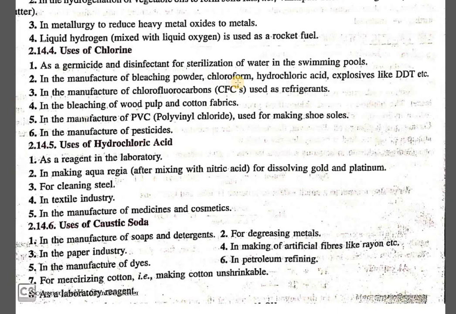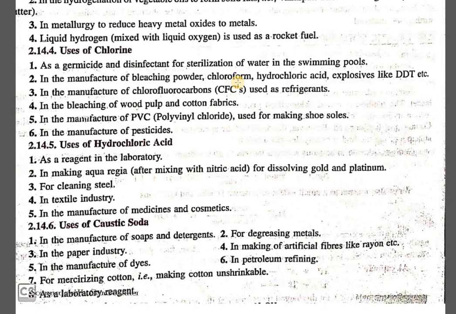It can be used for making chloroform. Chloroform here is one of the organic compounds having the formula CHCl3. Hydrochloric acid can also be produced with the help of chlorine, and there are certain explosives such as DDT which can be manufactured with the help of chlorine. Another use of chlorine is in the manufacture of CFCs, which are used as refrigerants. Although CFC is one of the pollutants which is also damaging our ozone layer, if we want to manufacture chlorofluorocarbon, that is CFC, we can use chlorine here.